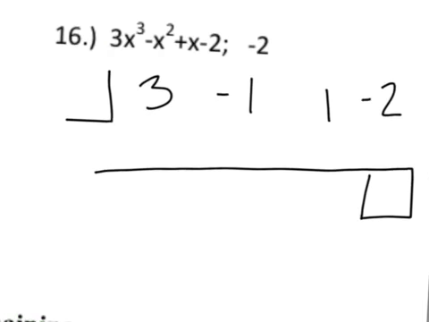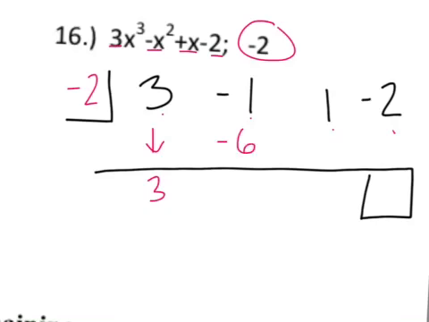Number 16, we set up 3, negative 1, positive 1, negative 2. Those are our 4 numbers. Since they give us just negative 2, we're not changing the sign this time. It's just negative 2 in the box. And we go. Drop the 3, multiply. 3 times negative 2 is negative 6.